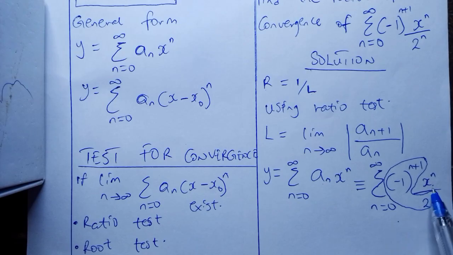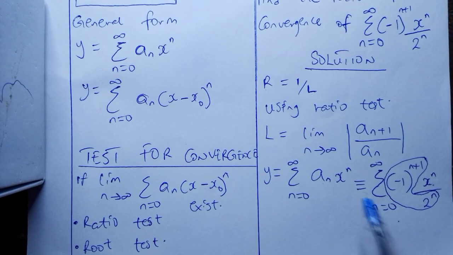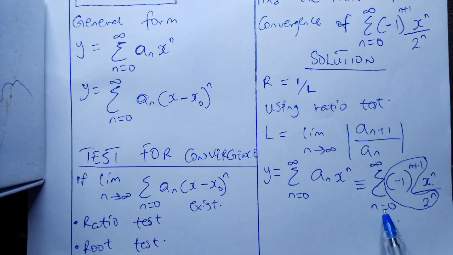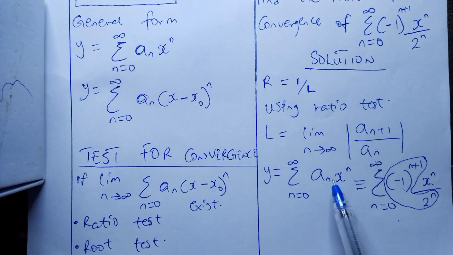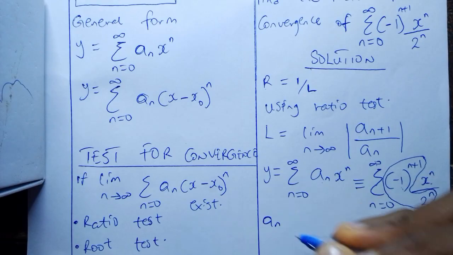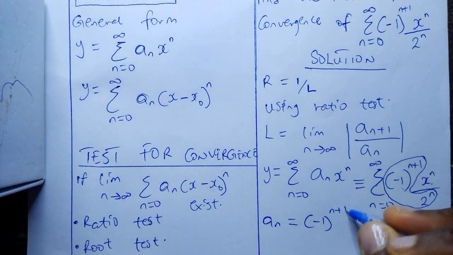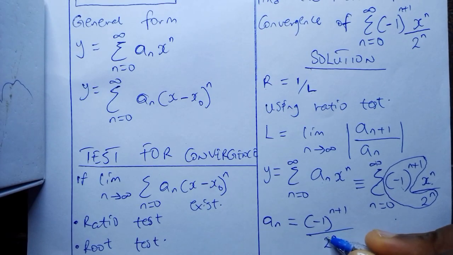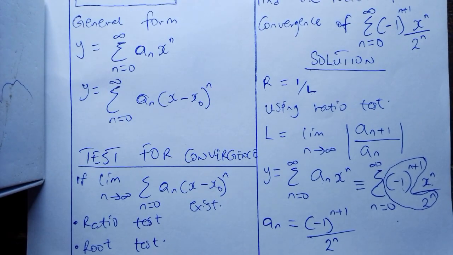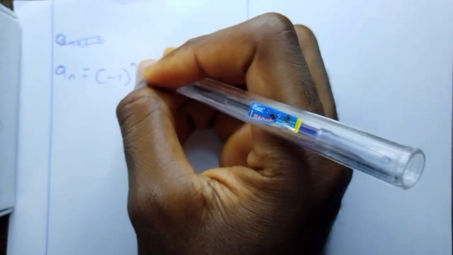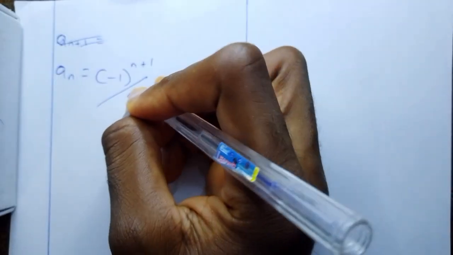Because we have x^n here, we have x^n here, we have summation to infinity n equals 0, we have summation to infinity n equals 0. So this guy automatically is our a_n. So therefore our a_n by comparing is what? (Minus 1) to the power n plus 1 all over 2 raised to power n. This is our a_n. Now, our a_n is what? We got our a_n to be (minus 1) raised to power n plus 1 all over 2 raised to power n, right?